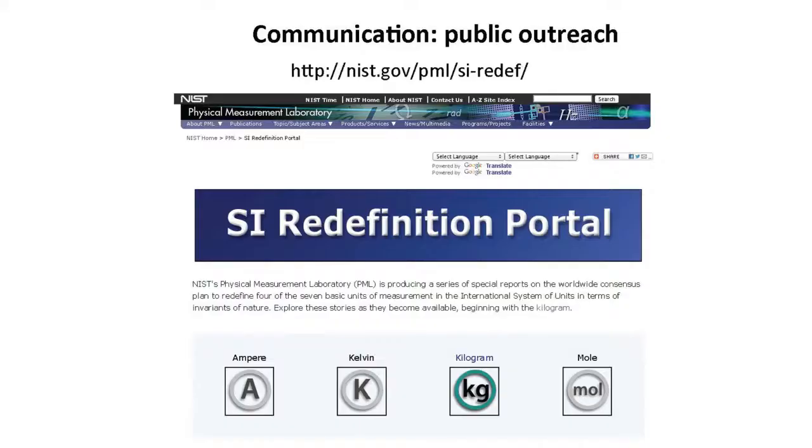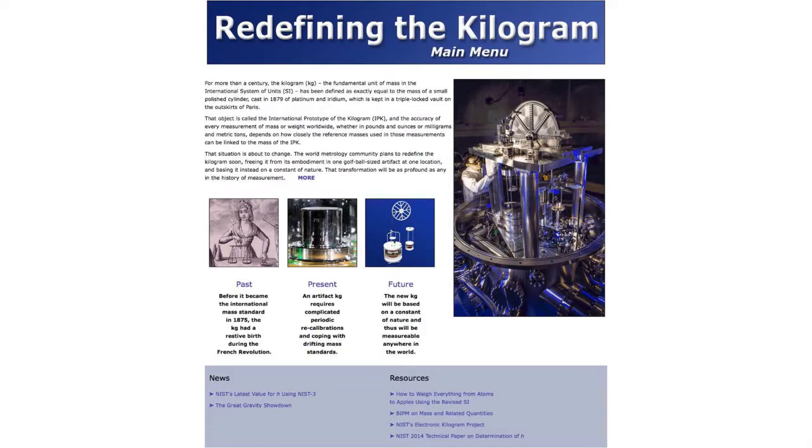We're also trying to communicate. NIST has formed, this is a website under construction. We're trying to tell you about the redefinition. Now, remember I said there are no base units, but we're just used to the base units. So we're phrasing this in terms of the traditional base units, the ampere, Kelvin, kilogram, and mole. Those are the ones that are going to change. Right now, only the kilogram has been populated. You can go there, you can look at the past.